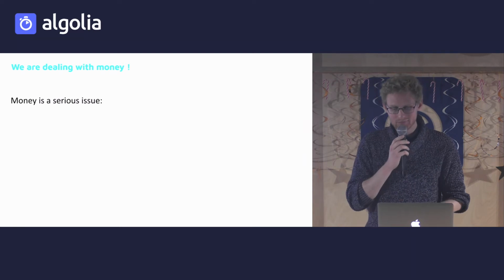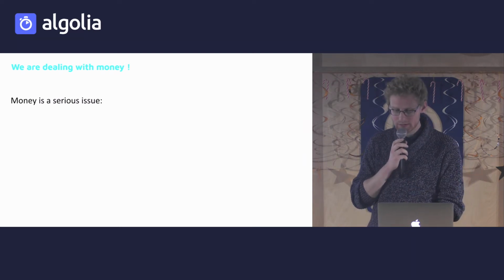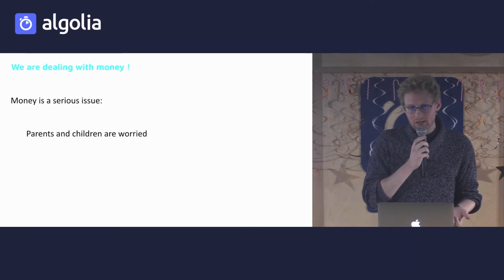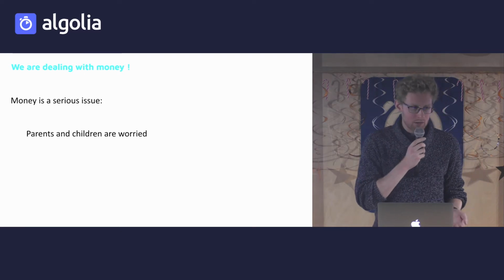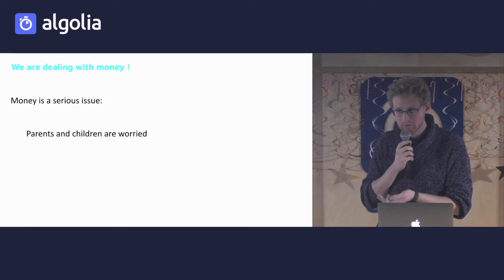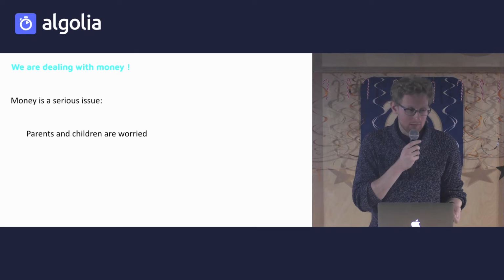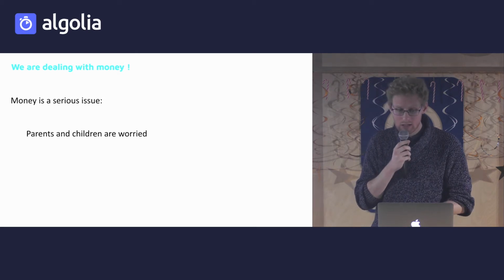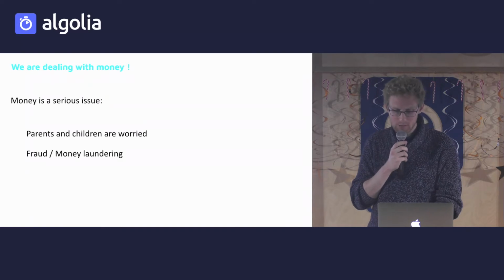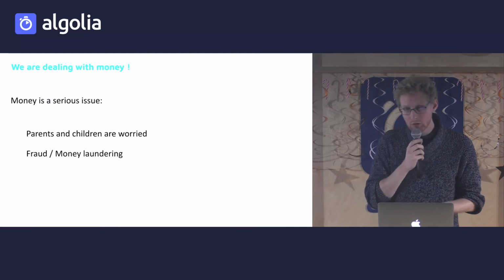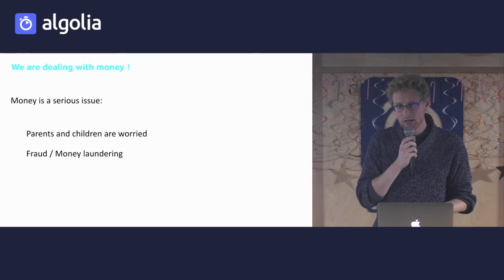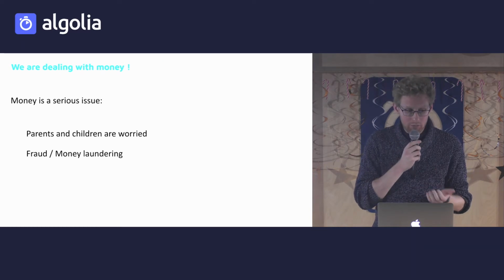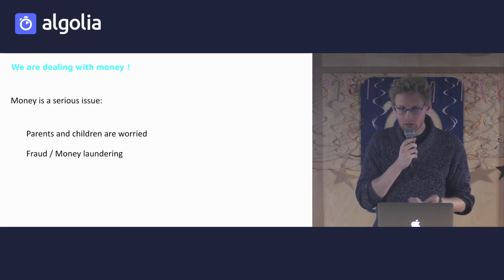So we are dealing with money, and money means that everything becomes serious, because parents and children are worried if they don't know where their money is. Like if you pay 50 euros that you want to give to the kid and the kid doesn't get the 50 euros, you will contact the customer service immediately. We also have problems of fraud and money laundering, because we have to make sure that our money is not used for terrorism or whatever.